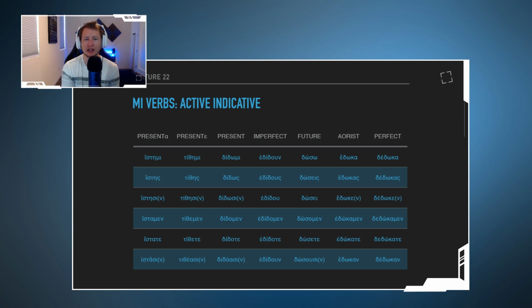You need to look for reduplication or an augment. When you see an augment, now you know you're dealing with aorist. When you see reduplication, now you know you're dealing with perfect. It's all about finding the different puzzle pieces, right? You're putting together a jigsaw puzzle. Look at the big picture, right? You can't just look at the minute picture of the jigsaw piece. You've got to put everything together and look at the big picture. Okay? So that is mi verbs with the active indicative in the present, in the imperfect, in the future, in the aorist, and the perfect.